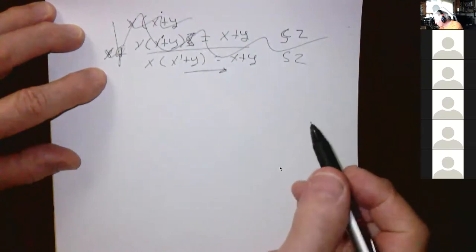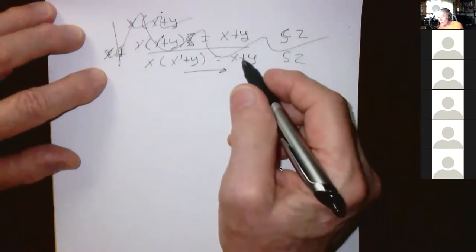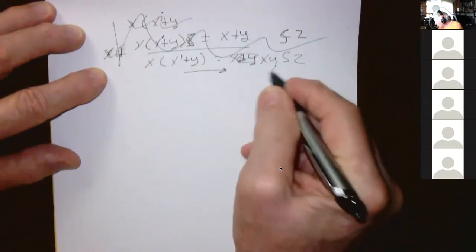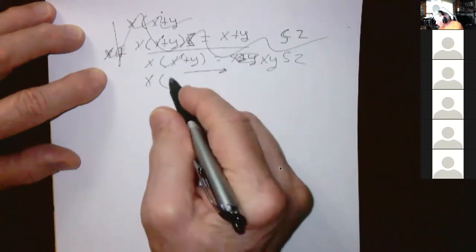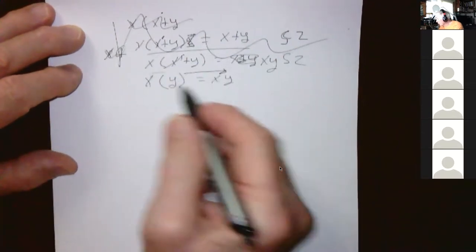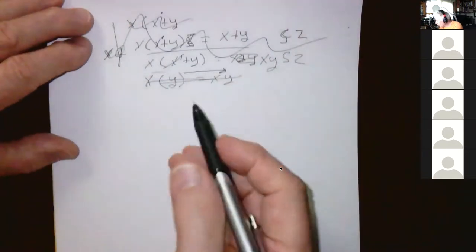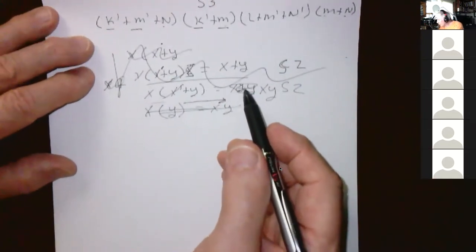Because it looks like the dual is the actual theorem for S2. It says X times X prime. Yeah, it is X, Y. I'm sorry. Yes, thank you. X, Y. It's X times, this goes away, and then it's X times Y equals X, Y. All right, this one's confusing. So rather than do this, I'm just going to skip it. It won't make that much difference. You can still kind of do it.